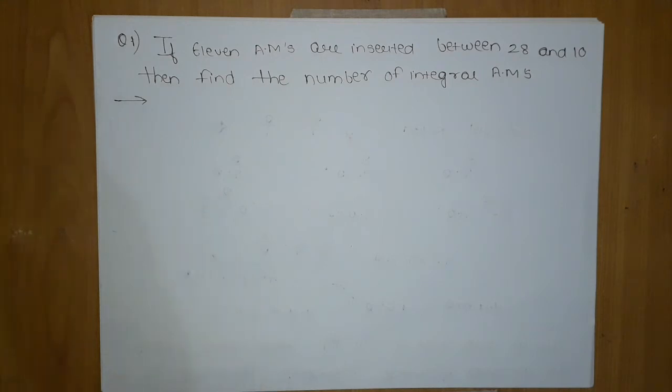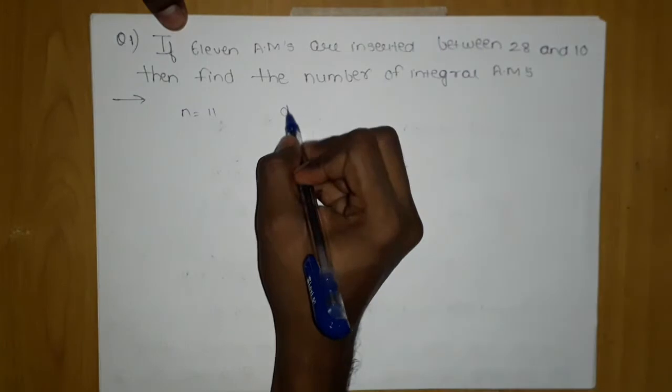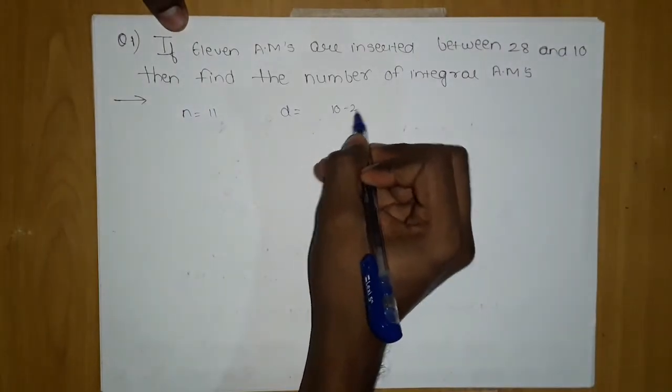The question 1 which we are going to tackle is: if 11 AMs are inserted between 28 and 10, then find the number of integral AMs. You want to find the number of integral ones, meaning they should not be fractional values or any irrational number. They should be a particular fixed integral number. Now we want to insert 11 AMs, so I know n is 11.